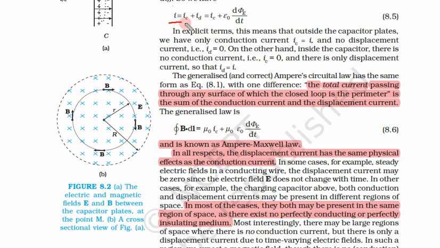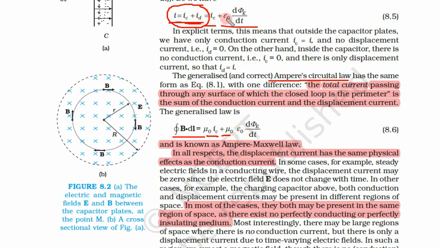Now let us see what the generalized Ampere's law is. So this I is IC plus ID, that is, IC plus epsilon naught d phi E by dt. So now the generalized and correct Ampere's circuital law has the same form. What we have done is changed the current I to IC plus ID, so we have added both the currents. Again, the integral of B dot dl has a first term mu naught IC and a second term mu naught ID.